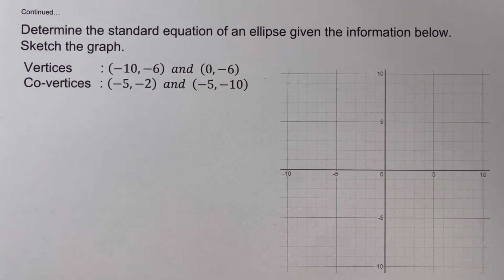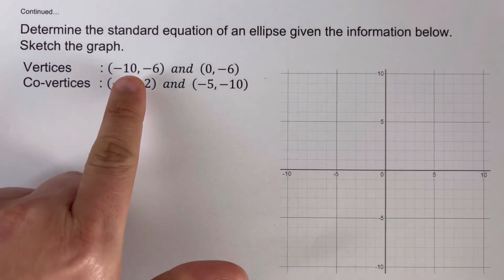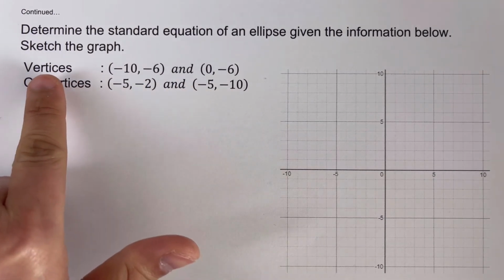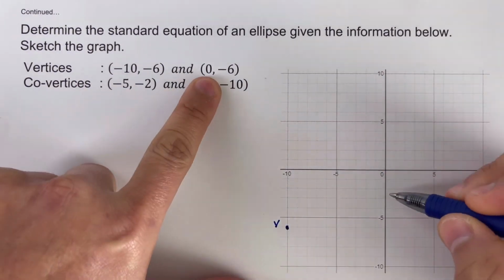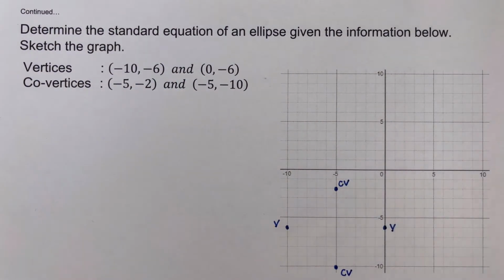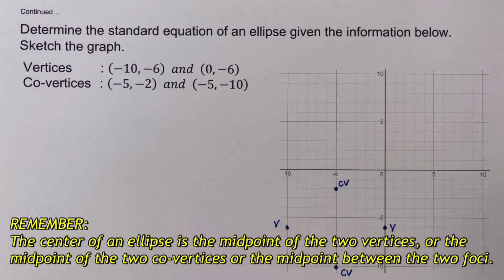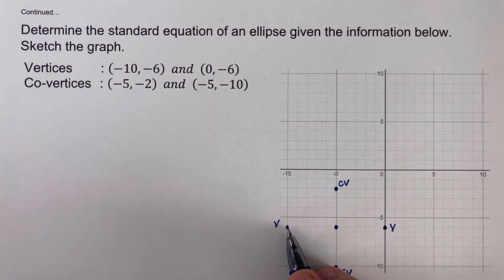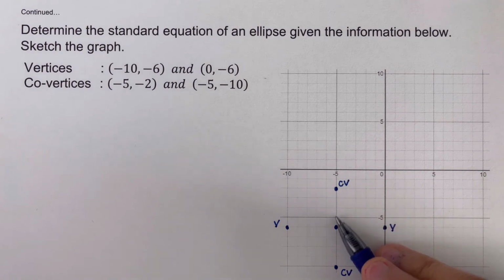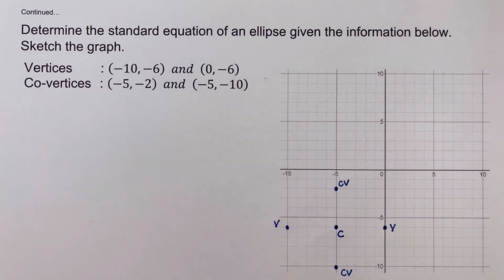Okay, so we go over the problem here. We are going to plot these 4 points right here that represent the coordinates of the vertices and the coordinates of the co-vertices. Now we remember that the center of an ellipse is the midpoint between the two vertices, or the midpoint between the two co-vertices, or the midpoint between the two foci. We can tell that the center for this ellipse is located down here, because this is the midpoint between the two vertices and the midpoint between the two co-vertices. I'm going to label this as letter C. And so we can go ahead and say that our center is located at (-5, -6).